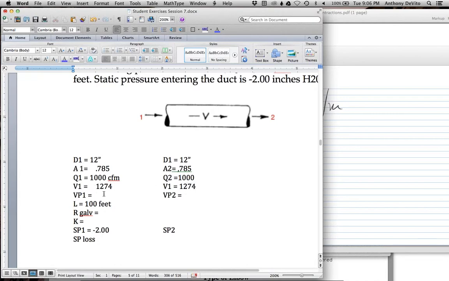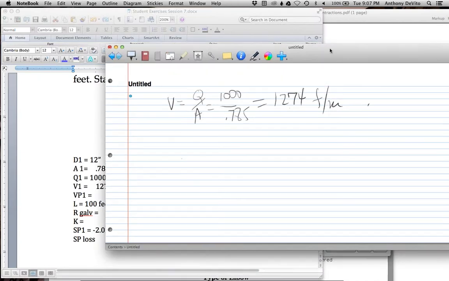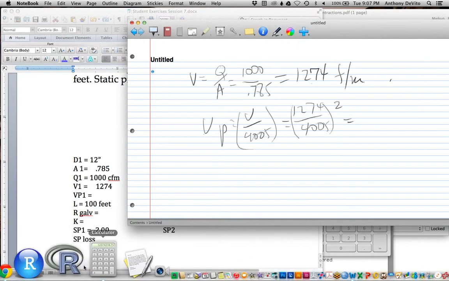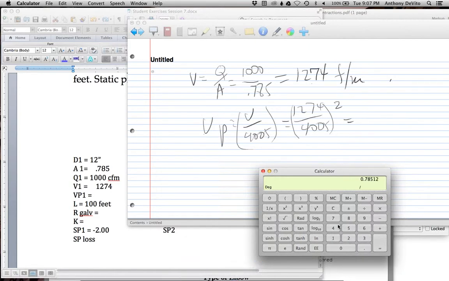Okay, so what's the velocity pressure? Are we doing anything different really here than we've done before? Right, the velocity pressure is going to be equal to the velocity over 4,005 squared, because we're keeping the units the same. It simplifies it when we keep the units the same. 1274 over 4005 squared. Did I make a mistake? I did? Okay, clear. 1274 divided by 4005. Okay, I'm going to square that.